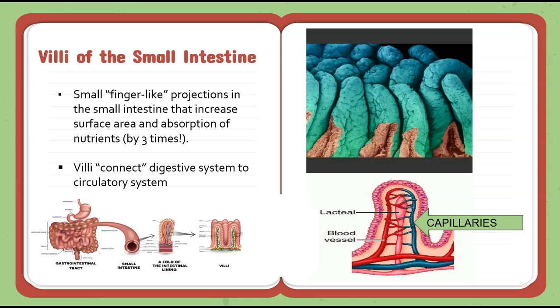Now let's talk specifically about the villi. Like I said earlier, these are small finger-like projections in the small intestine. The purpose is to increase absorption through increasing surface area. So they connect the digestive system to the circulatory system, and there are two images there that allow us to see how the blood vessels are woven through the villi to allow more surface area, to allow more absorption of nutrients.